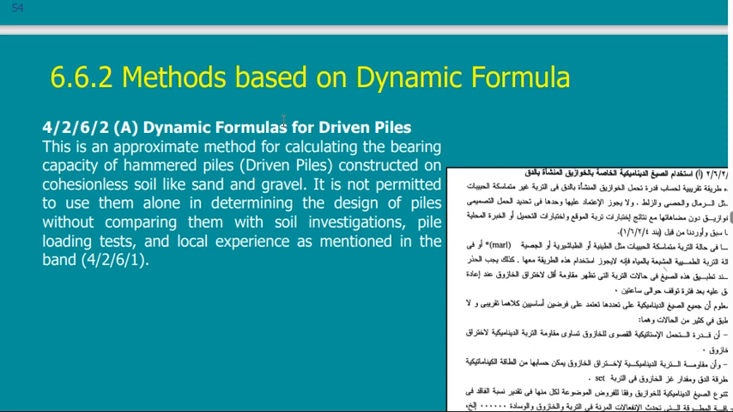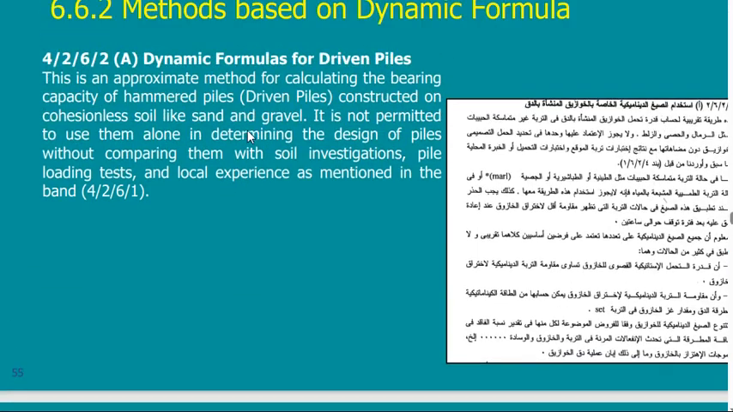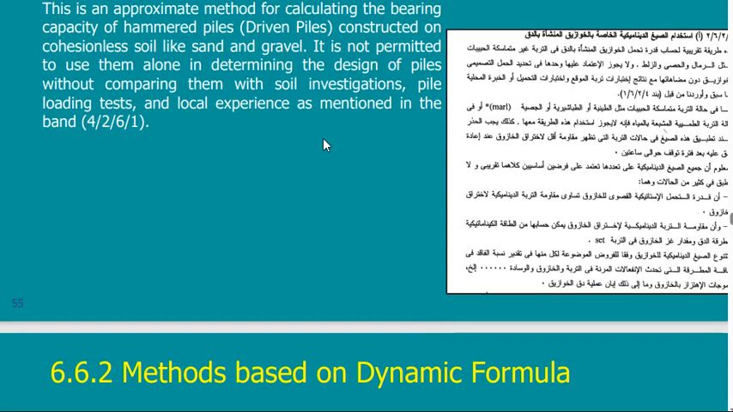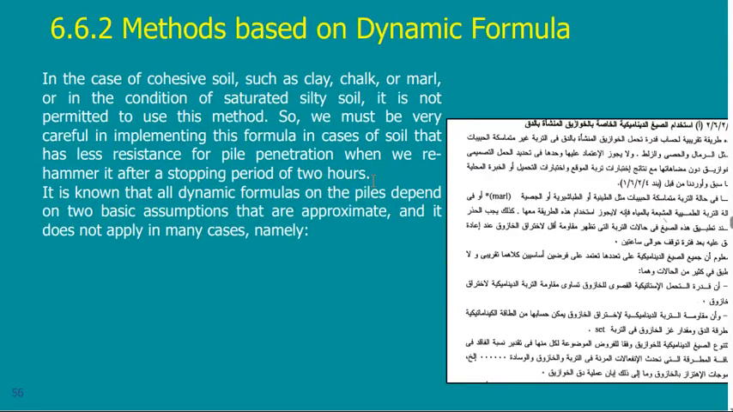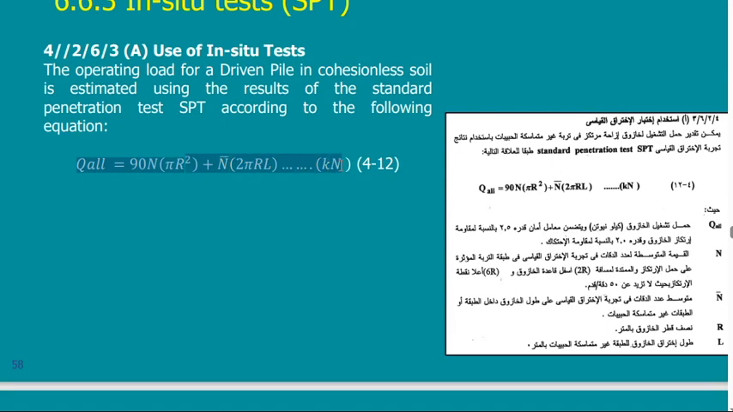This formula was presented mainly for the driven piles. If I need to calculate something for the bored pile, then I will have to take the number divided by 2 according to the Egyptian code. How is this method used? This is the equation. There is N, and something called N bar. I will calculate N and N bar, multiply them by some parameters of the pile, R and L of the pile, and I will get the Q allowable.